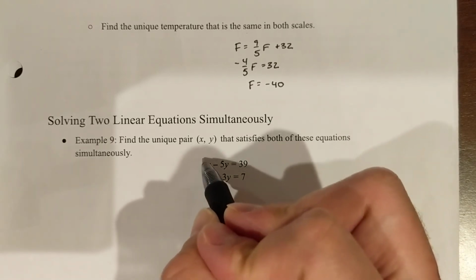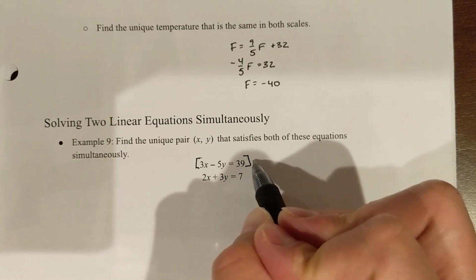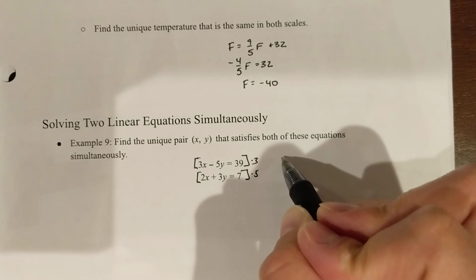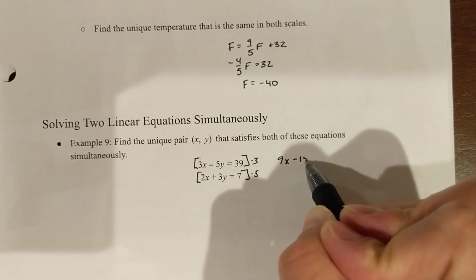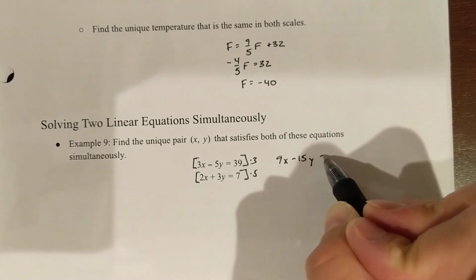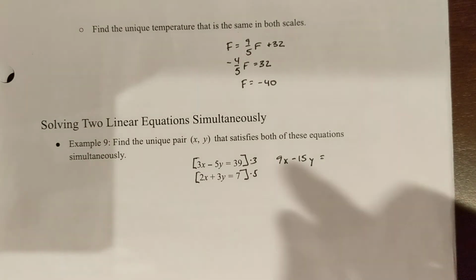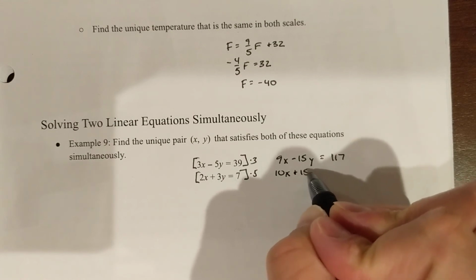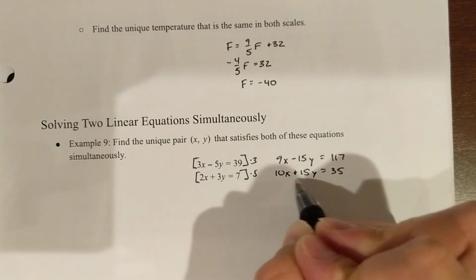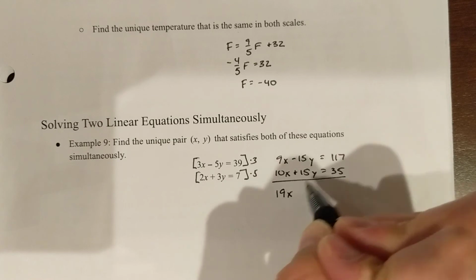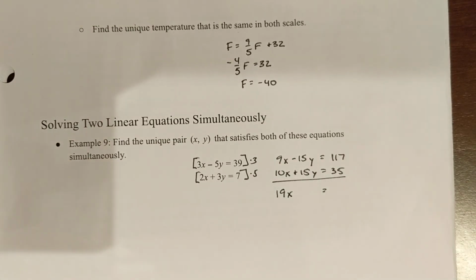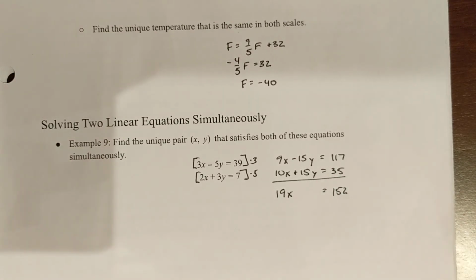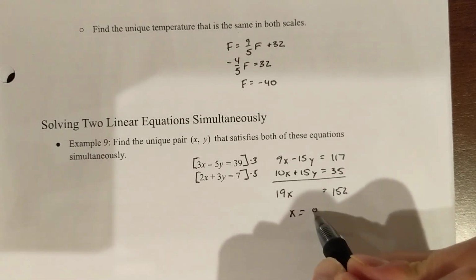So I'm going to multiply the top row by 3 to make the y's have a 15, and the bottom row by 5. So this becomes 9x minus 15y is equal to 39 times 3, 117. This one becomes 10x plus 15y is equal to 35. And then you add down. So there's 19x, the y's go away. 117 plus 35 is 152. And if I divide by 19, I get x is equal to 8.